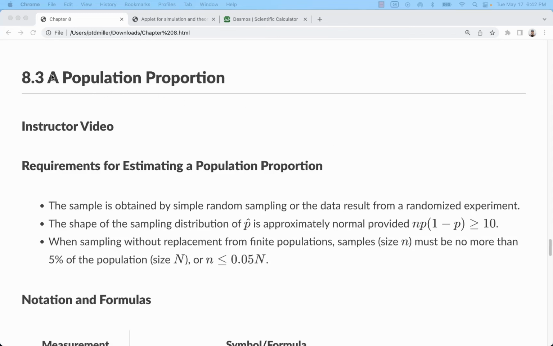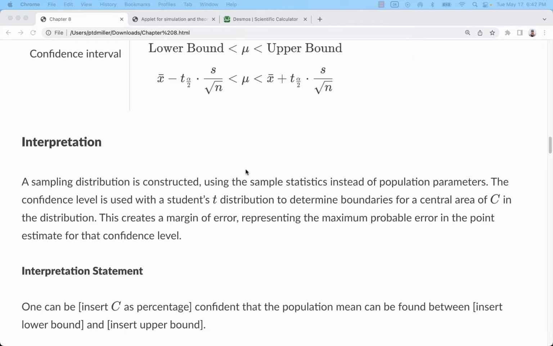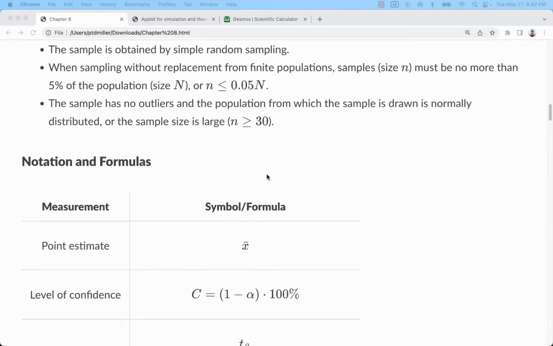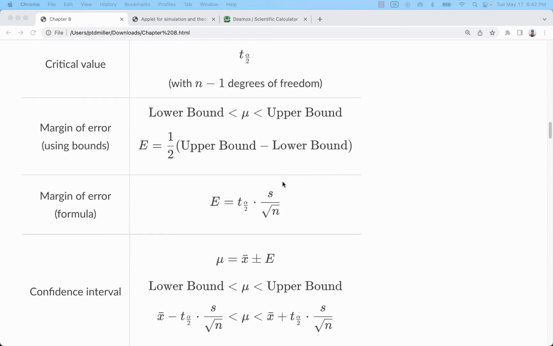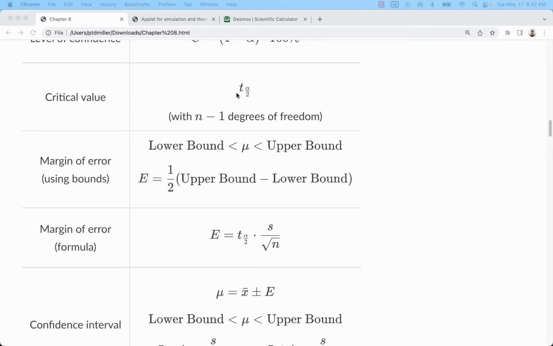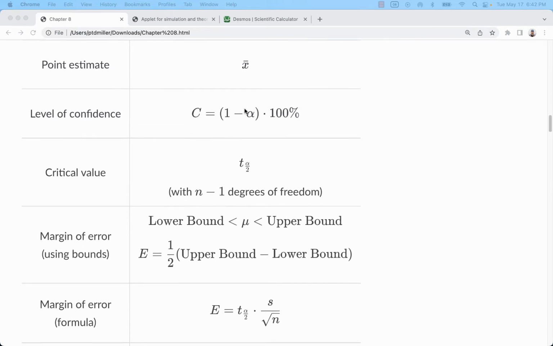In section 8.3, we're estimating the value of a population proportion from a single sample. Since we've already covered estimating population mean, I think this will actually be a little bit easier. We don't have to worry about critical value t because we don't have such variability.